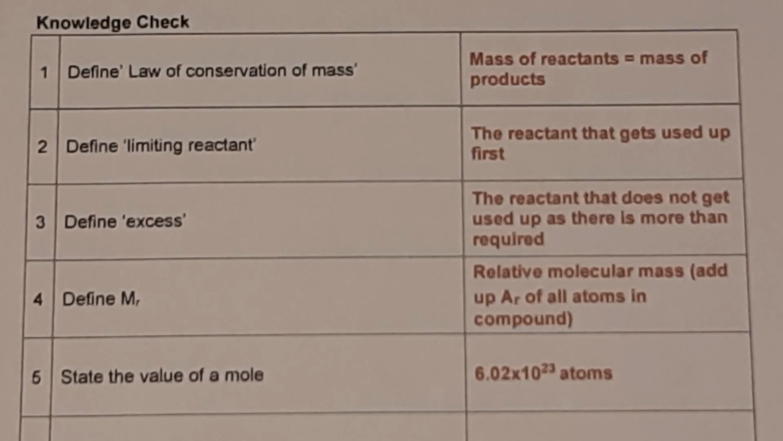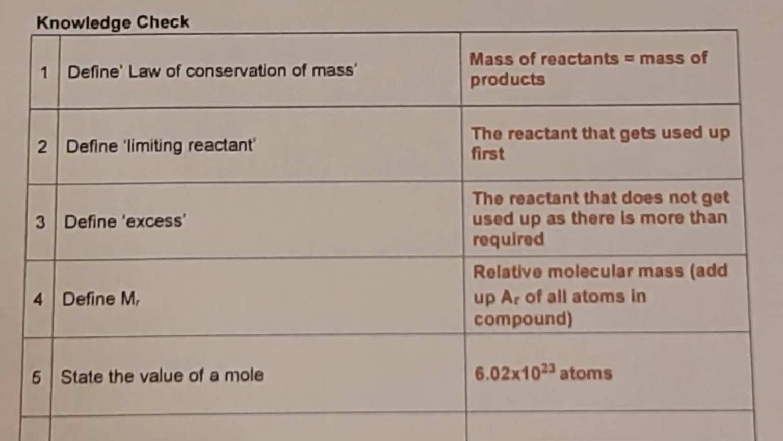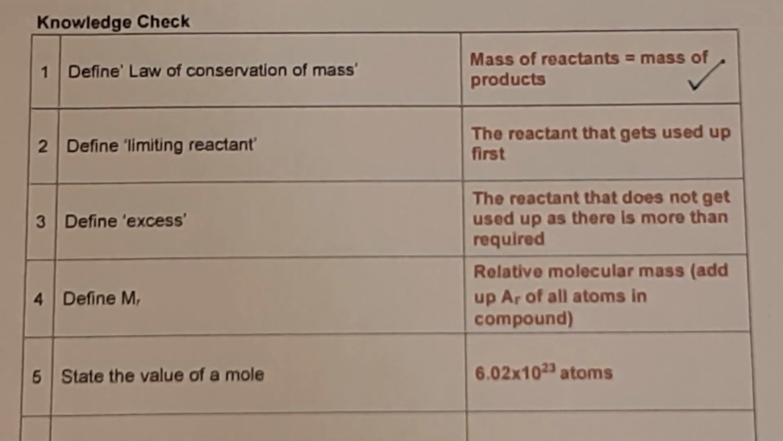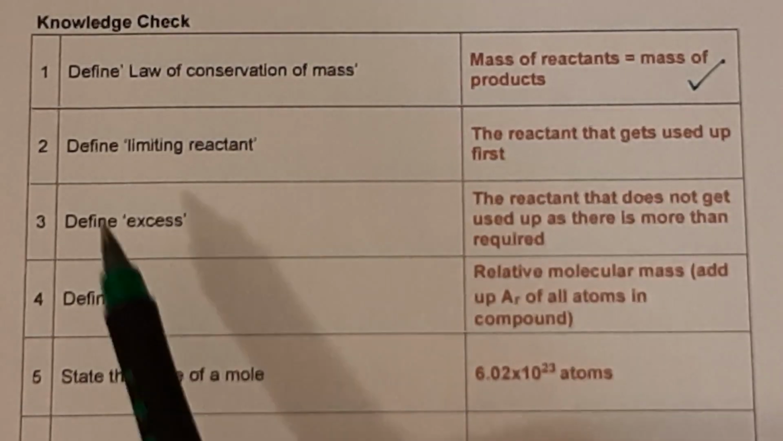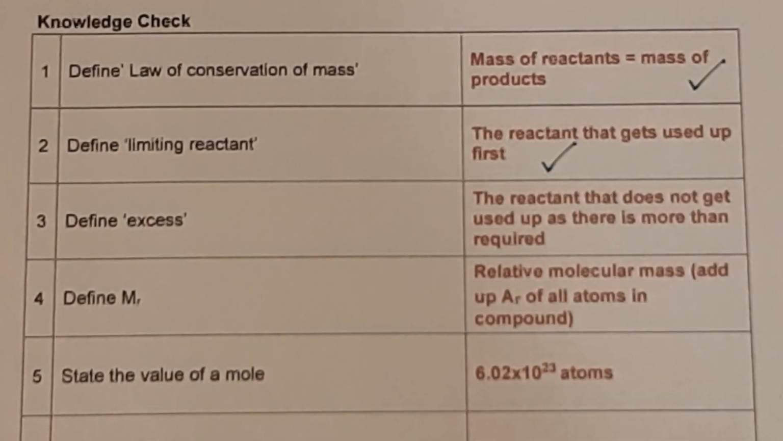So let's review those questions. Make sure you're using a pen in a different colour to the colour that you used to write your answers. Question 1, define the law of conservation of mass. Well, the mass of the reactant should always equal the mass of the products. Question 2, define limiting reactant. So that's the idea that the reactant is used up first. So the limiting reactant is the reactant that gets used up first.